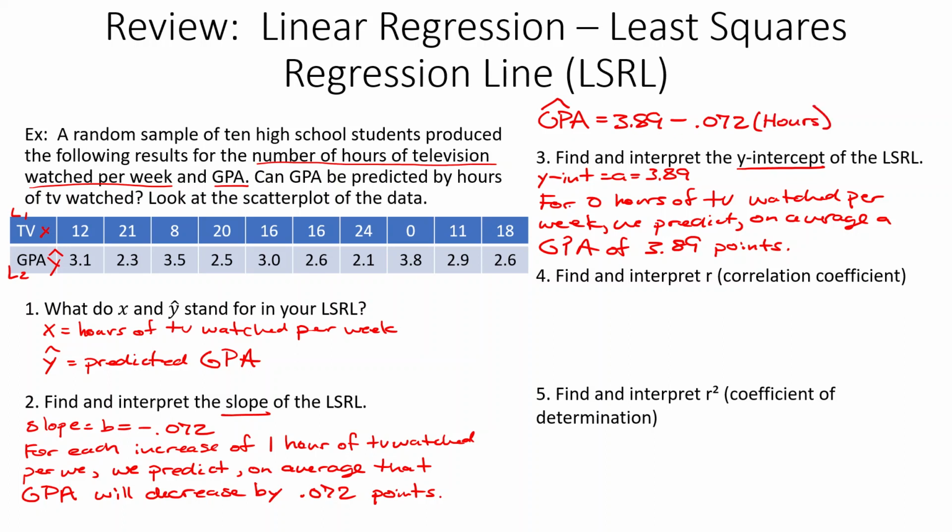All right, but that's how we could write the equation, just like that. We don't have to use x and y bar. We can just use the words, which is often easier. Find and interpret R, the correlation coefficient.